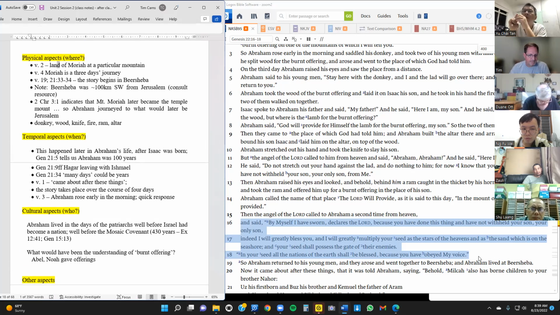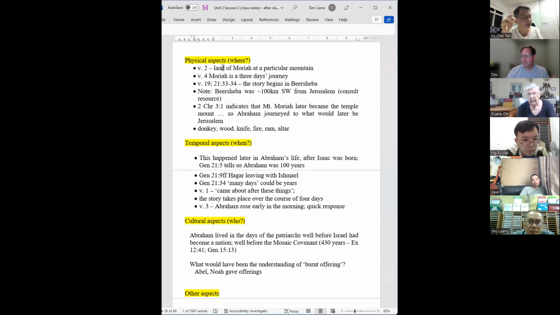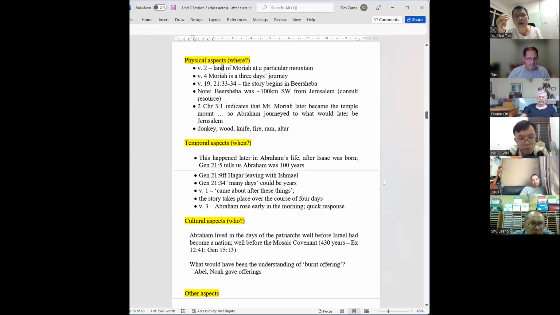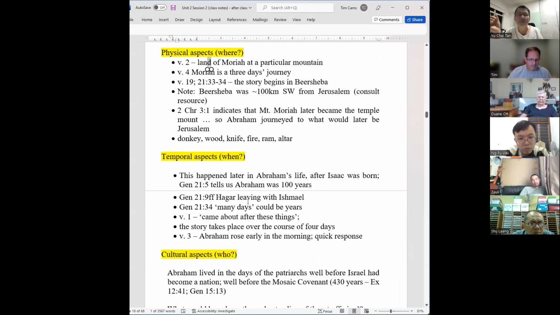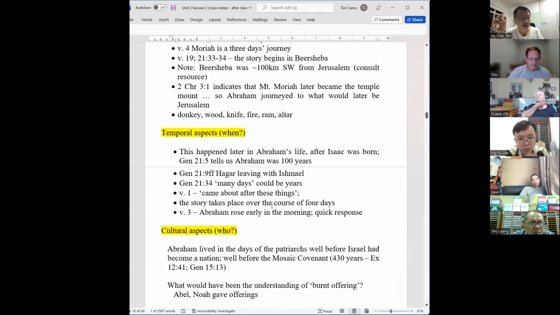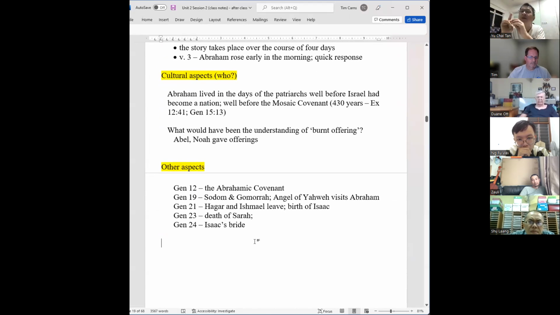It's interesting, Pastor Tim, that you brought up chapter 23, because from there we know that Sarah died at the age of 127. And when Isaac was born, she was 90. So which means the incident in Genesis 22 will be in between these 37 years.